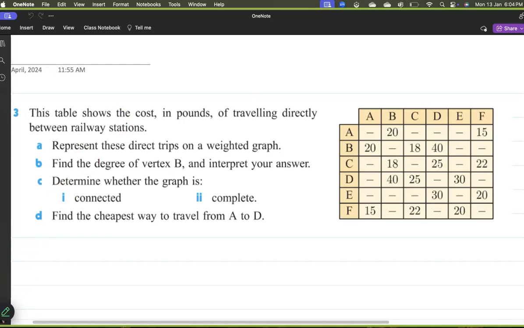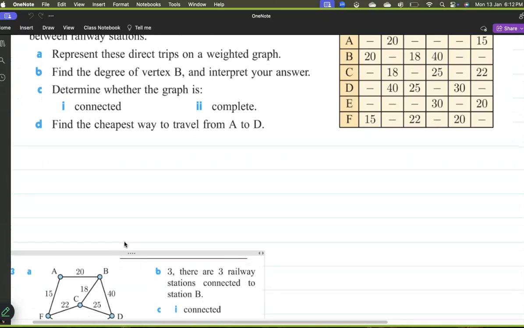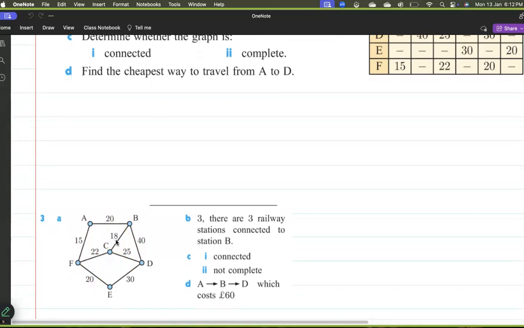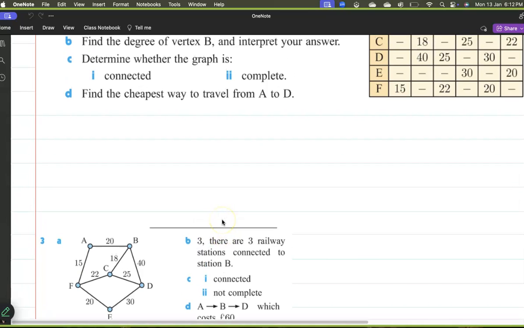Try this. Check your answers. You can draw it anyhow, no problem. The shape is not important in this. So what is the degree of vertex B? Degree of vertex B is 3. So there are 3 railway stations connected to B.